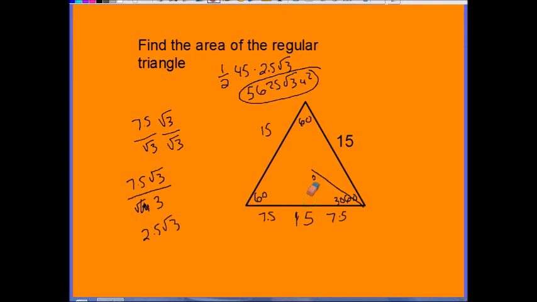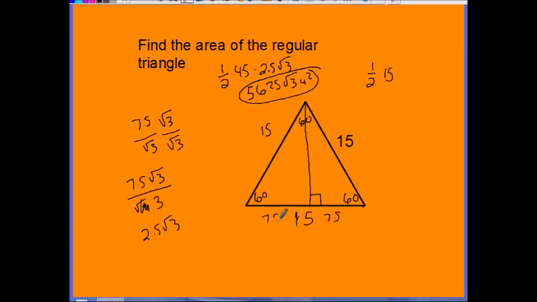Now, again, what I knew here is that I had a triangle that was equilateral and equiangular, so I had 60 degree angles. We also know the formula for the area of a triangle. It's 1/2 base times height. We know my base is 15. It's going to split that base into 7.5 and 7.5.